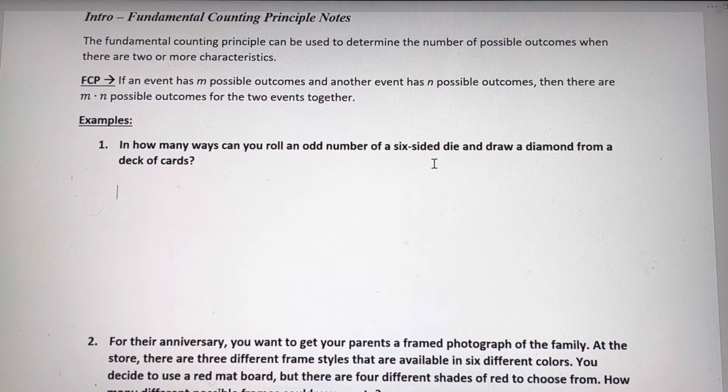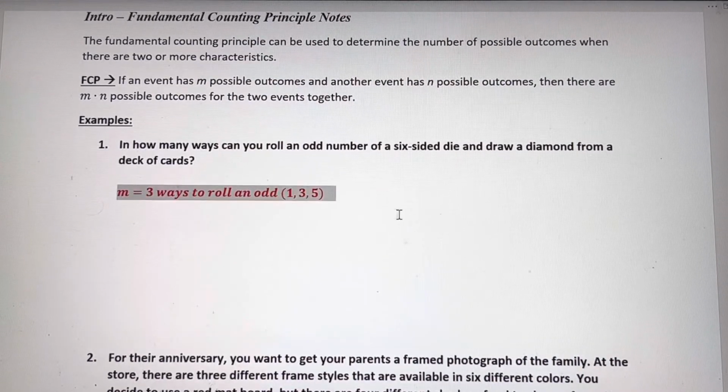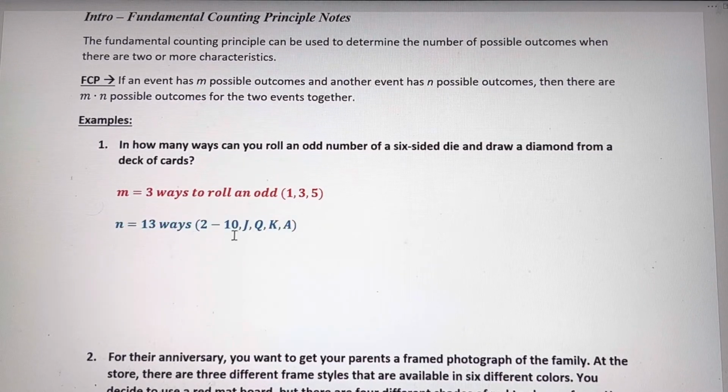So let's think of a six-sided die. It's numbered 1 through 6, so the odd numbers would be 1, 3, and 5. So there's three ways to roll an odd. You either roll a 1, a 3, or a 5. Now, a regulation deck of cards has 52 cards broken into 4 suits: hearts and diamonds, and then spades and clubs. So 52 divided by 4 is 13, so there's going to be 13 diamonds. It's the numbers 2 through 10, a jack, a queen, a king, and an ace. So there's 13 different diamonds you could draw.